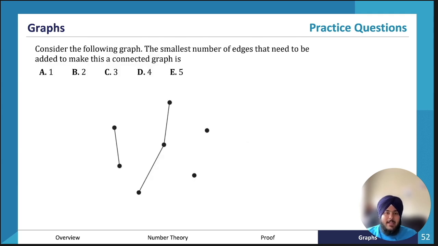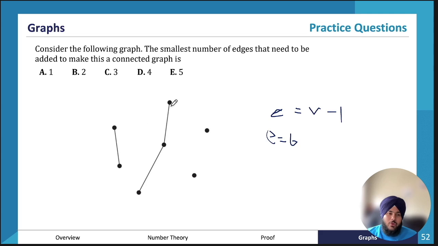Okay, and we just have one last question before we end the lecture. Consider the following graph. The smallest number of edges that need to be added to make this a connected graph is. Okay, so we are basically trying to work out how many edges we need to add to make this a connected graph. Remember, for a connected graph, the minimum number of edges is equal to the number of vertices minus 1. So how many vertices do we have? 1, 2, 3, 4, 5, 6, 7. So the number of edges that we need is 7 minus 1, which is 6.